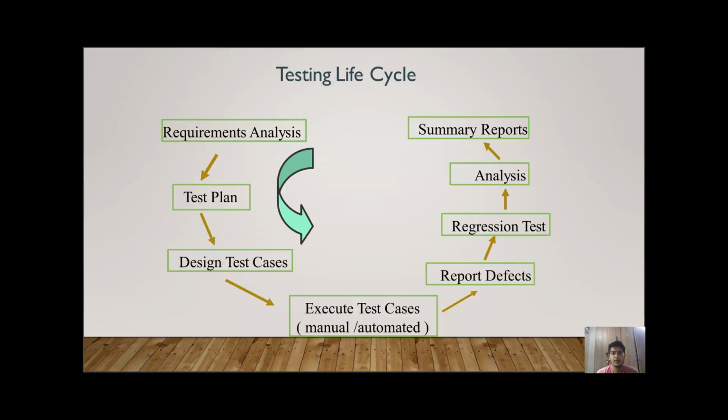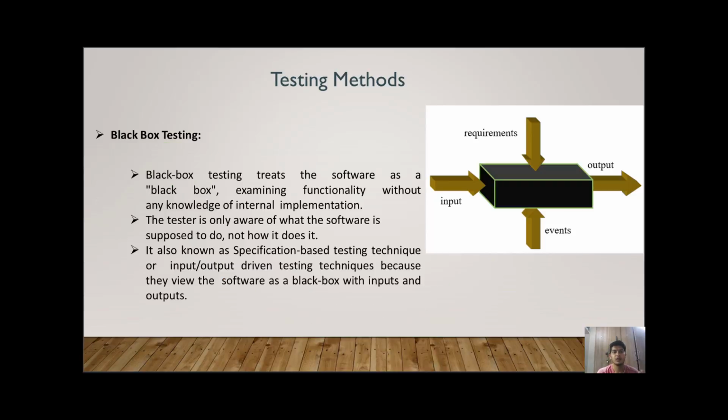Life cycle of software testing. First, requirement analysis. All the requirements are gathered together and a test plan is made through it. Then the test cases are designed and all the test cases are executed. After the execution of all the test cases, reports of the defects are made, and if any problem is there, regression testing is done on that. After that, all the analysis is done and a final summary report is made of that.